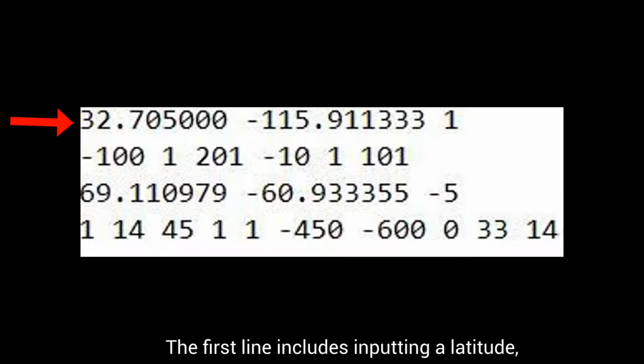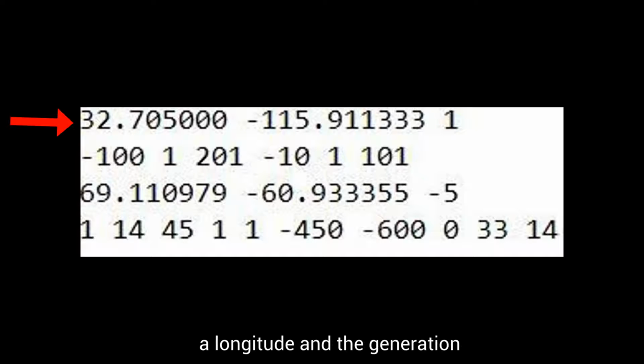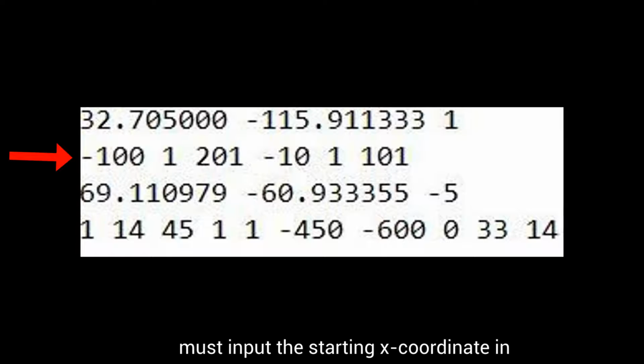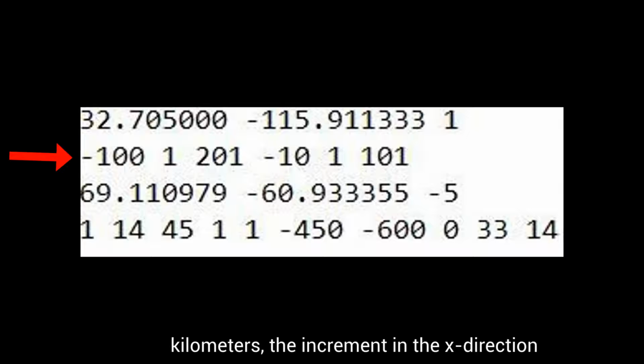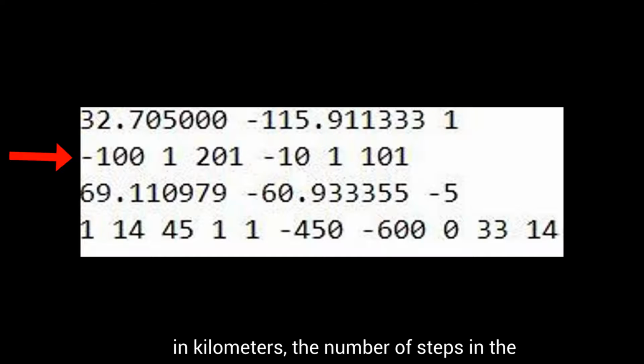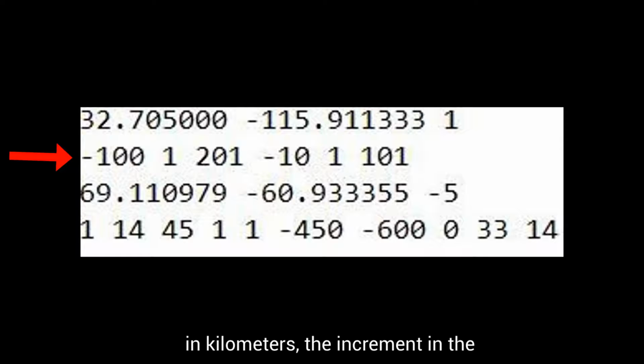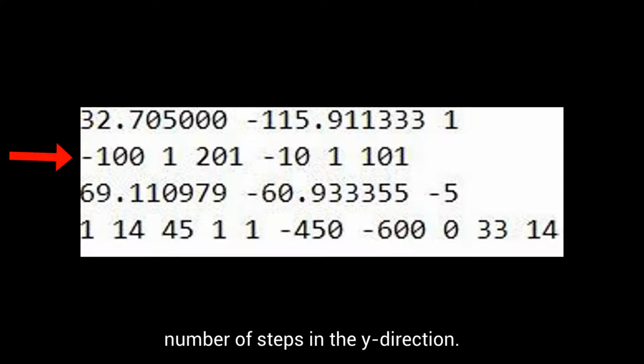The first line includes inputting a latitude, a longitude, and the generation parameter. The second line represents the grid, where users must input the starting x-coordinate in kilometers, the increment in the x direction in kilometers, the number of steps in the x direction, the starting y-coordinate in kilometers, the increment in the y direction in kilometers, and the number of steps in the y direction.